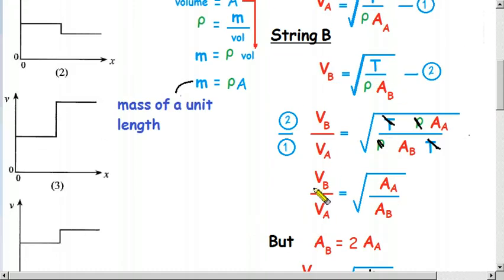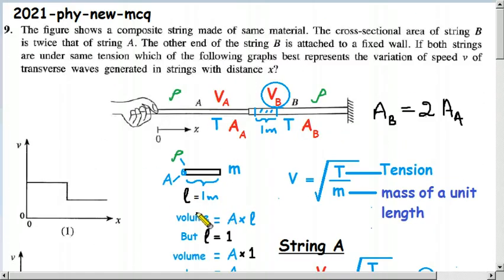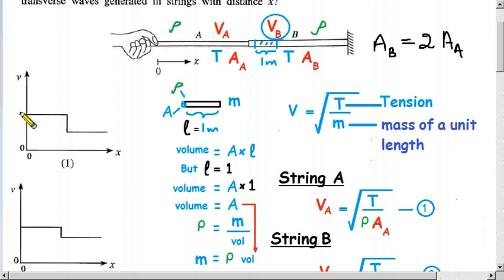Now let us go to the graphs. If this value is 1, then this value represents the velocity in B, so that should be at 0.7. You have to divide this length into 2, then this one is the middle. Middle means 0.5, not 0.7, because if this one is 1, this one is 0.5.